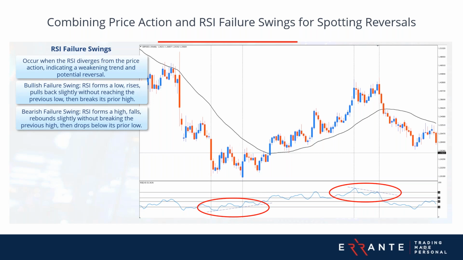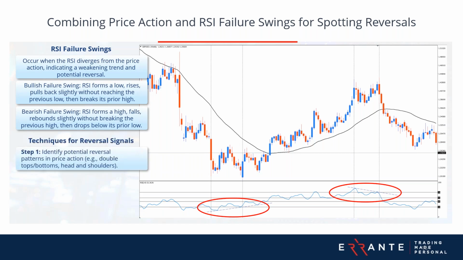To effectively combine these techniques together, we need to follow a step-by-step approach. First, begin by identifying key reversal patterns through price action analysis. This initial step provides early hints of a changing market trend. As you see here, we can recognize the head and shoulders pattern, which is a very popular bullish reversal pattern. It's the reverse head and shoulders, obviously. This is the first step, okay? Identify potential reversal patterns on a price chart.